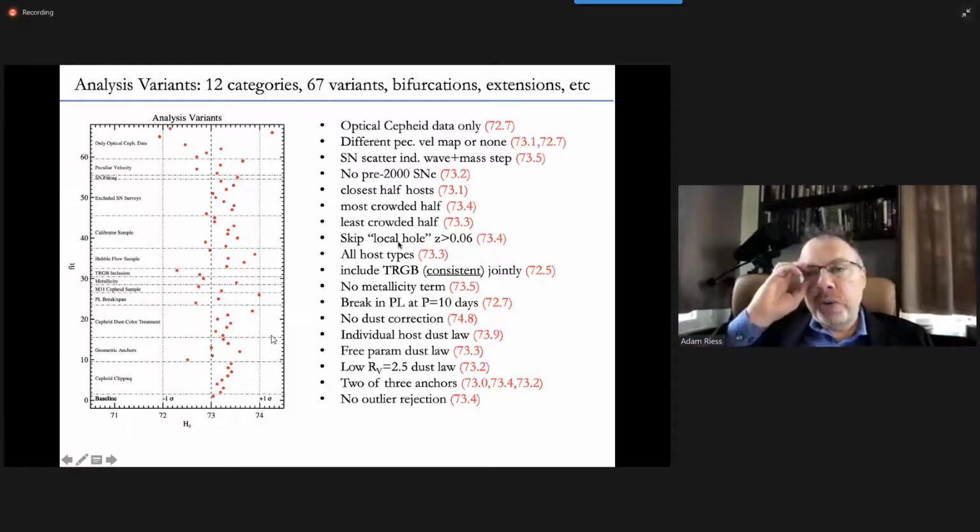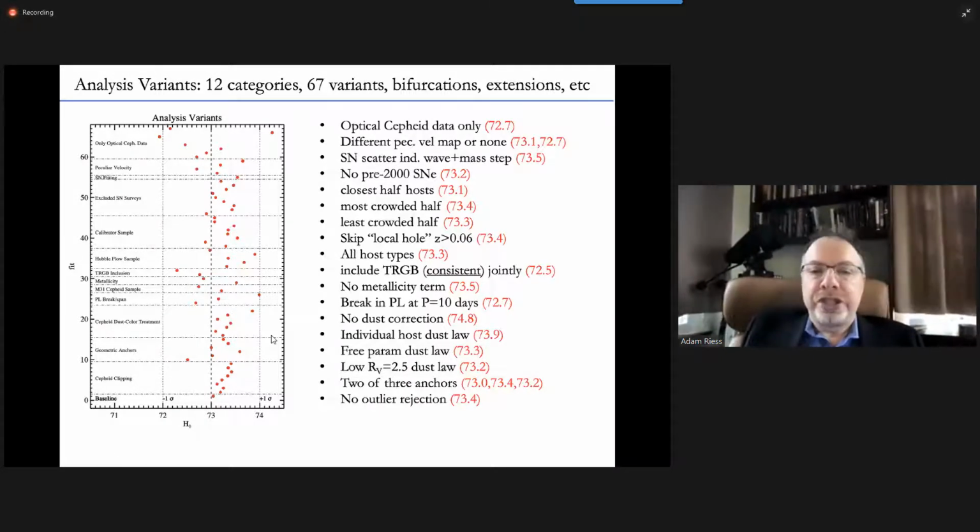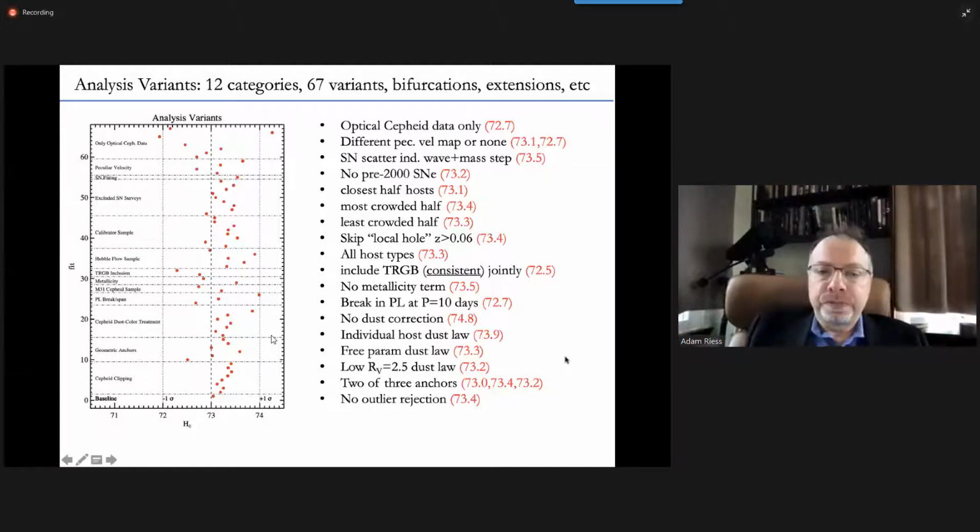And so what I'm showing here are what I think are maybe some of the most interesting comparisons and checks that you might want to do. For example, people have proposed that we live in a giant void out to redshift 0.06, so we can start the Hubble diagram beyond that. Or again, another test of crowding is to just split the sample by the most crowded half or the least crowded half. Different kinds of dust laws. You can, as I said, go through these at your leisure.